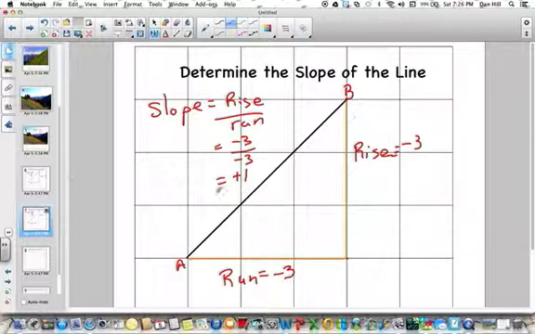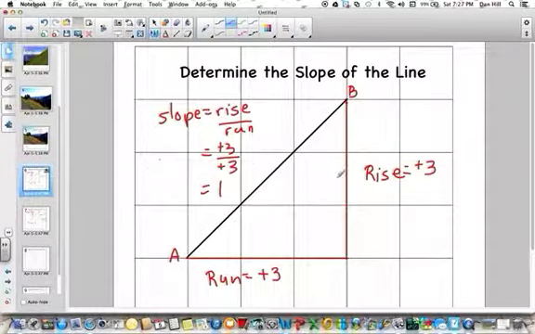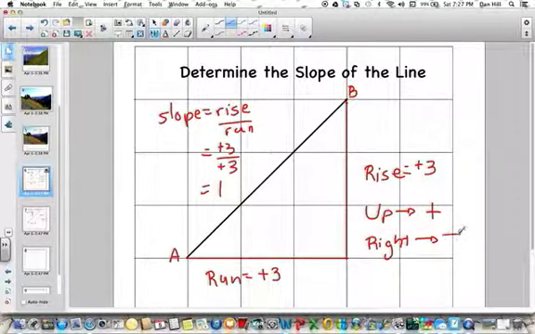If I'm going down, my sign is negative. If I'm going left, my sign is negative. If we go back to our other picture here, if I'm going up, my sign is positive. If I'm going right, then my sign is also positive.